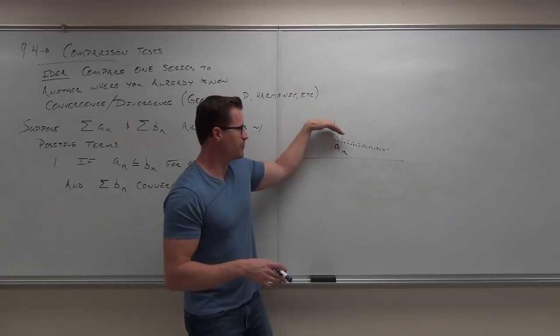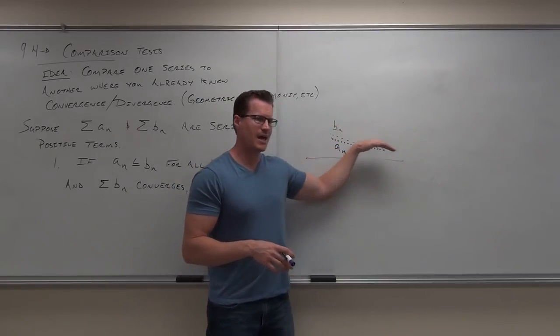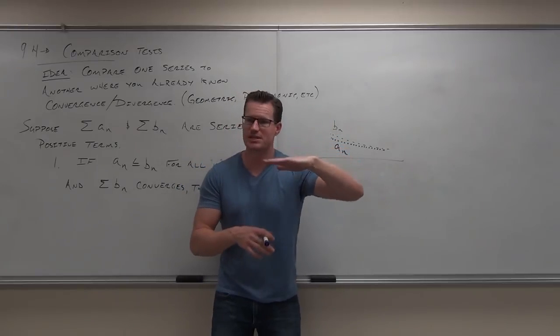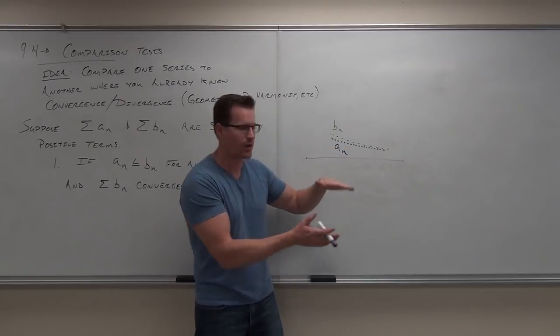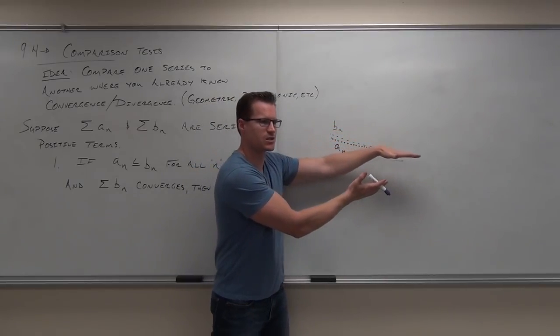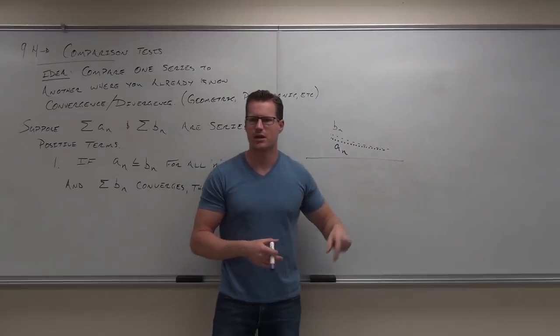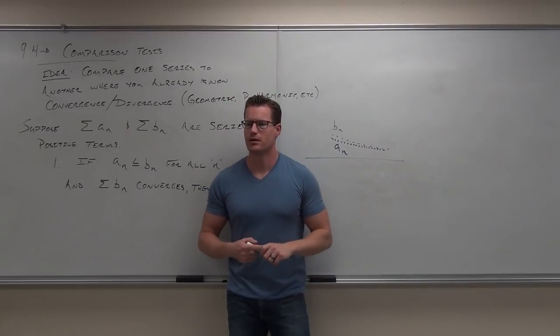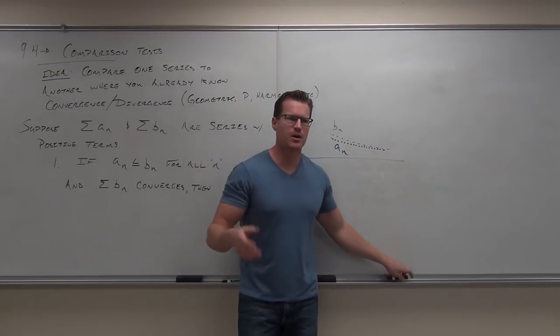So if the series of B sub n converges and A sub n is always less than that, but it's never negative, right? It's always positive. So it's bounded and it's less than the series that's convergent. What's that going to tell you about the series of A sub n? What's going to happen with that? It has to be. So here's what the comparison test says.